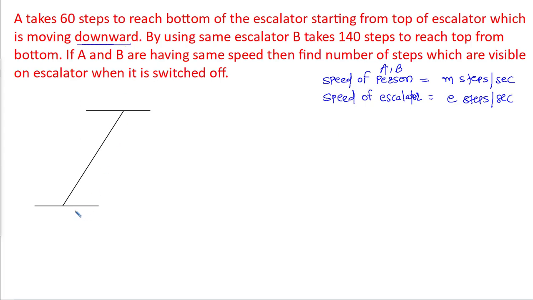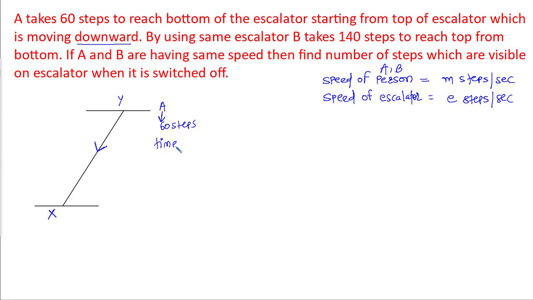So let's say this is floor X, this is floor Y. The escalator is moving from floor Y to floor X. Now A takes 60 steps to reach bottom of the escalator. Means if A wants to travel from floor Y to floor X, A took 60 steps by using his own efforts.